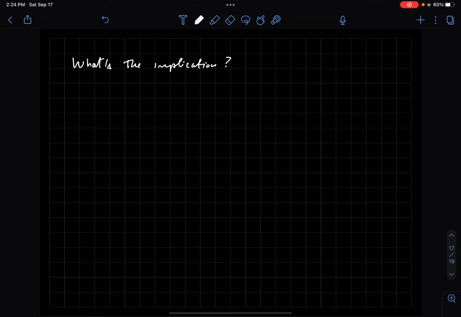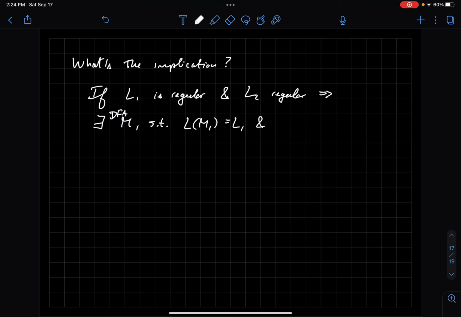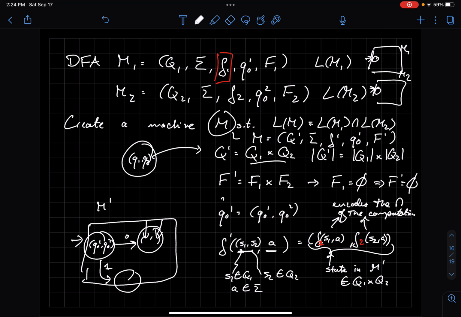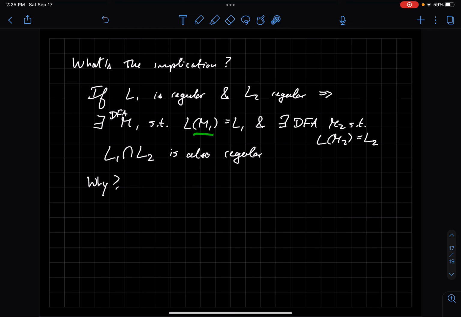Well, the implication is that if L1 is regular and L2 is regular, what does this imply? This implies that there exists a DFA M1 such that the language accepted by M1 is L1, and there exists a DFA M2 such that the language accepted by M2 is L2. So if L1 and L2 are regular, then L1 intersect L2 is also regular. Why? Well, because from this property here, I've shown that from M1 and M2, I can construct a machine M prime that accepts the intersection.